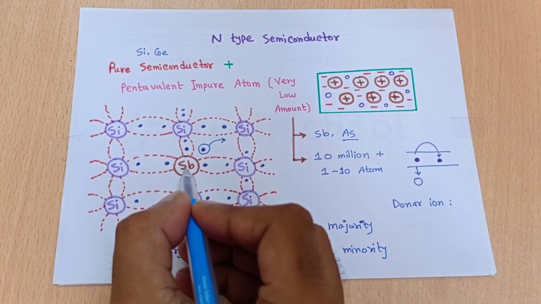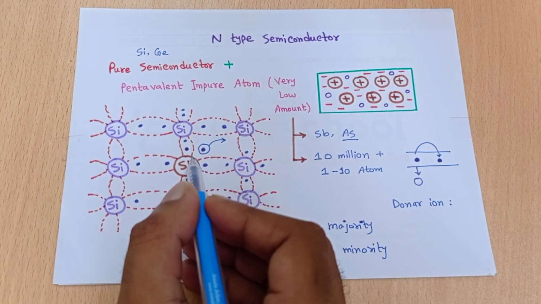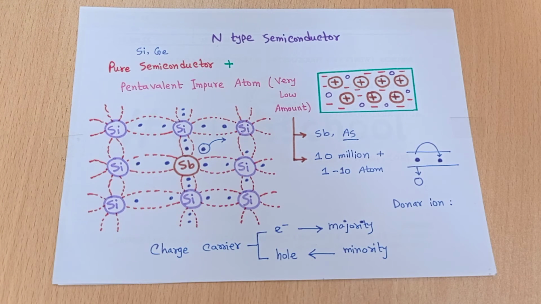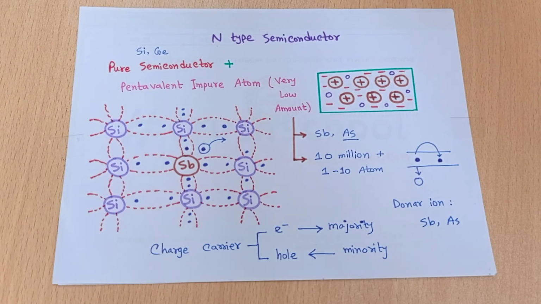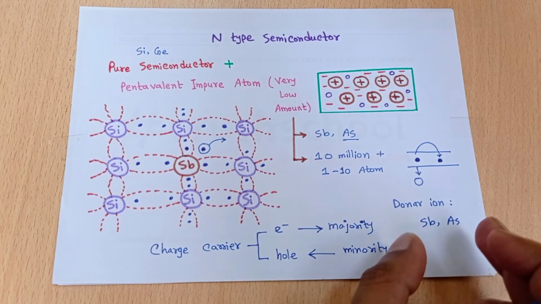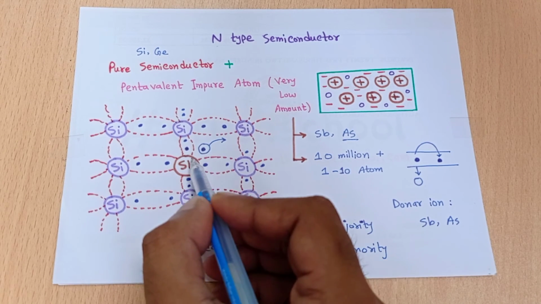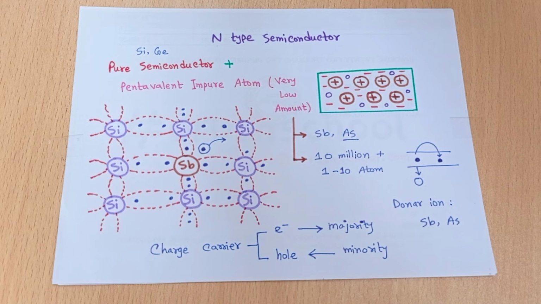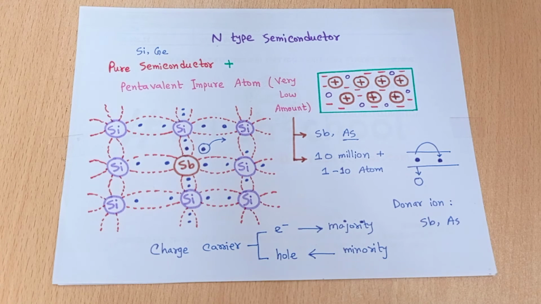So this antimony or arsenic, when we apply this on a pure semiconductor, it donates only one electron. So the donor ion is nothing but our antimony or arsenic or any pentavalent impure atom which has only 5 electrons on its outer shell. So here antimony or arsenic is our donor ion, but this donor ion is not the same as our electron or hole. But when this donor ion supplies some electron to the atom, then it creates some positive charge, because there is a loss of electron and it also donates some electron.